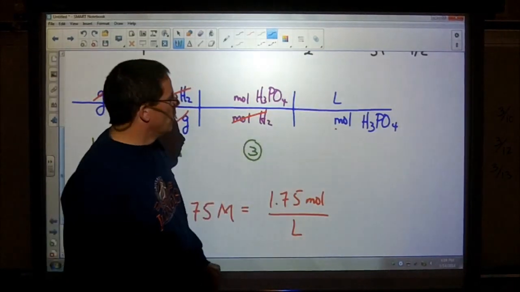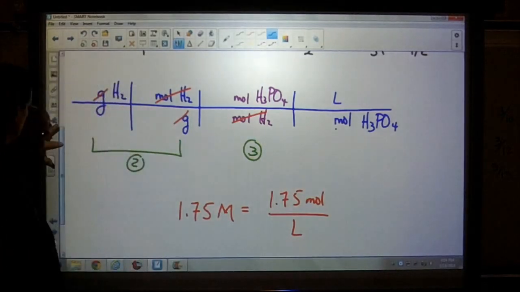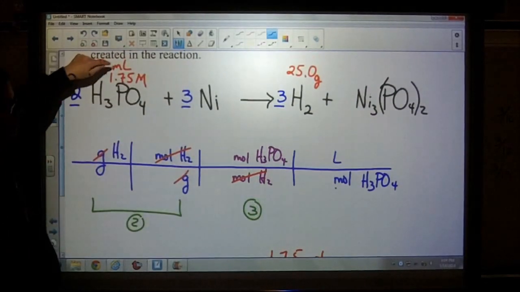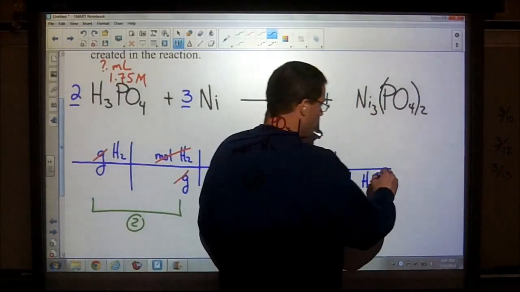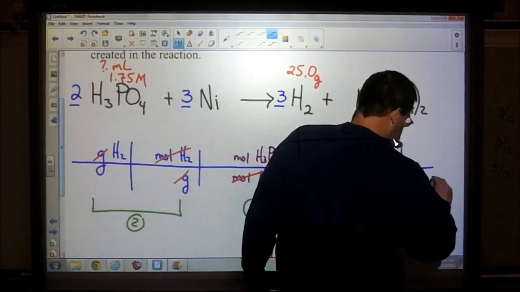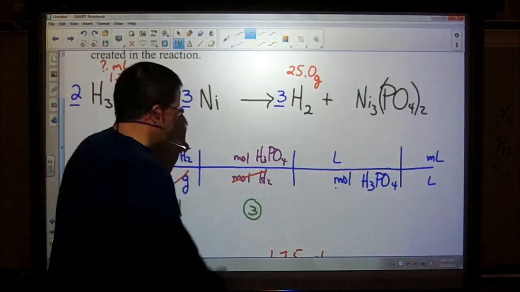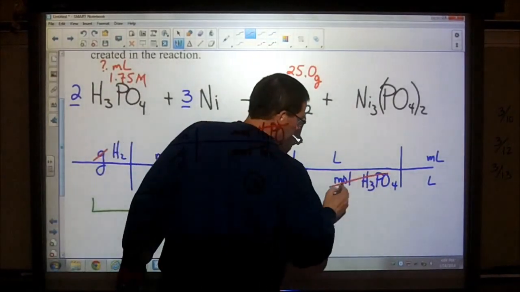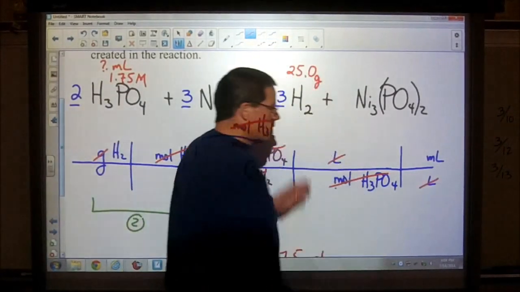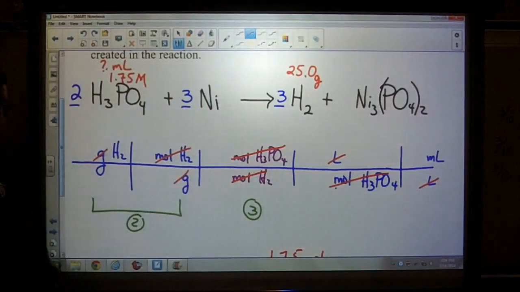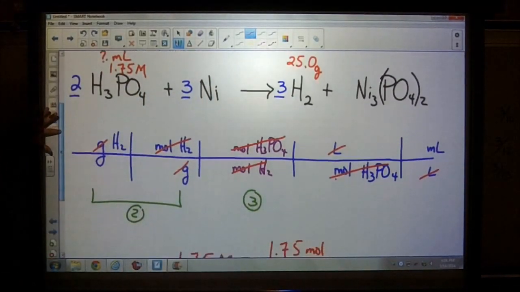That's what I have. But again, the question wants to know what is the volume in milliliters, so I need to go 1 additional step. Put my liters down here, my milliliters there. So if I were to go through, my moles of phosphoric acid cancel, my liters cancel, I'm left with milliliters. So now let's go ahead and put the values in.